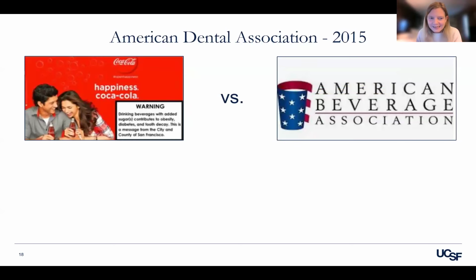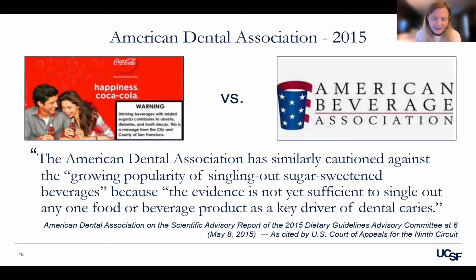And just one more example here that brings us up to at least 2015. This is an example from San Francisco, where the city had proposed putting a warning label on sugary beverage billboards that would have said drinking beverages with added sugars contributes to obesity, diabetes, and tooth decay. And the American Beverage Association sued the city of San Francisco, claiming that there wasn't evidence to support the warning label, among other arguments.